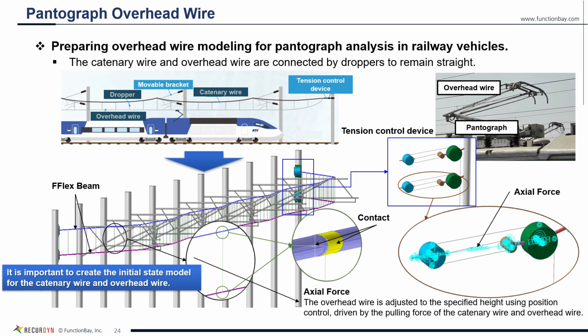To analyze this system, it is necessary to model the overhead wire and the catenary wire and establish a static equilibrium state. In this model, both the overhead wire and the catenary wire are modeled as finite element beams. Droppers are not simply attached. They are connected to both the catenary wire and the overhead wire via contact. Additionally, both ends of the wires are connected to tension control devices to apply the required tension.